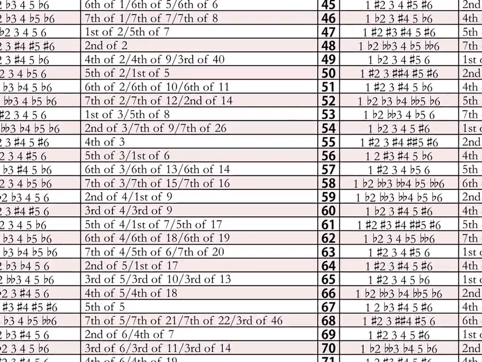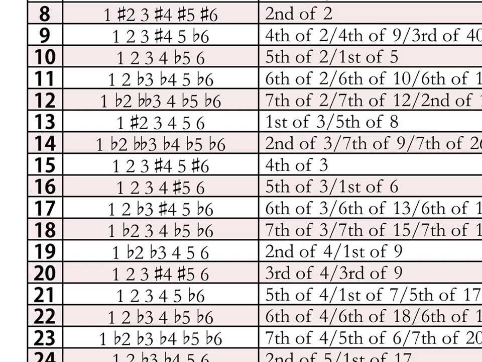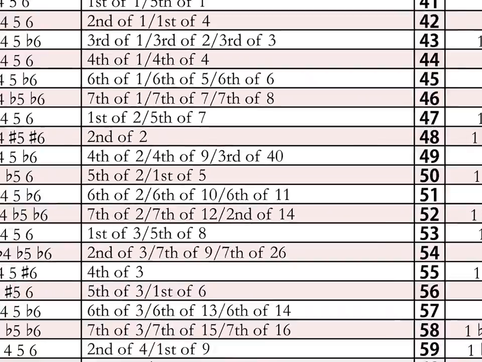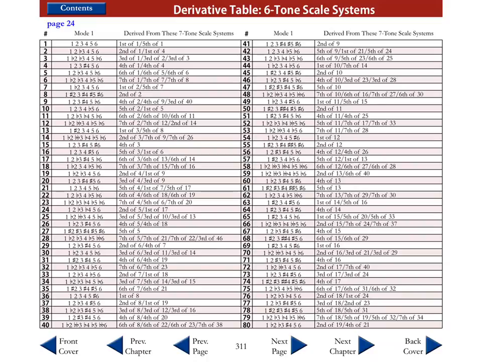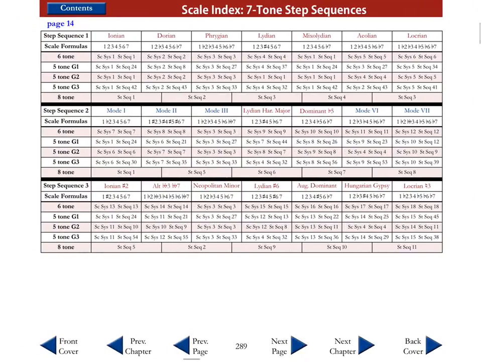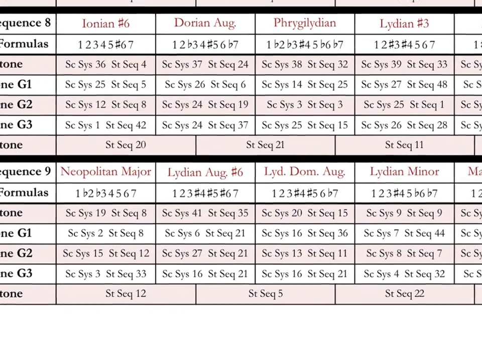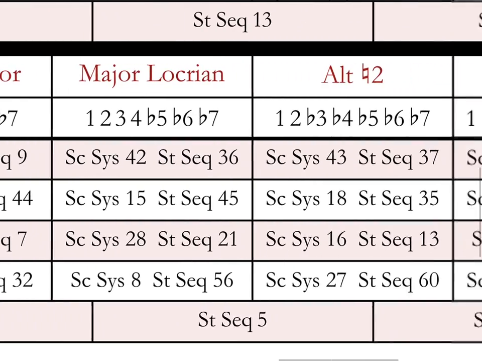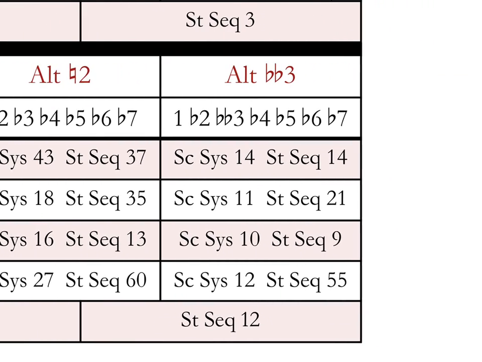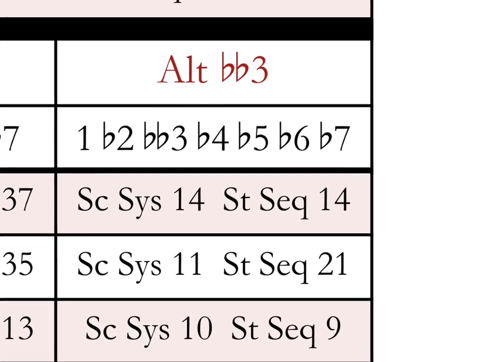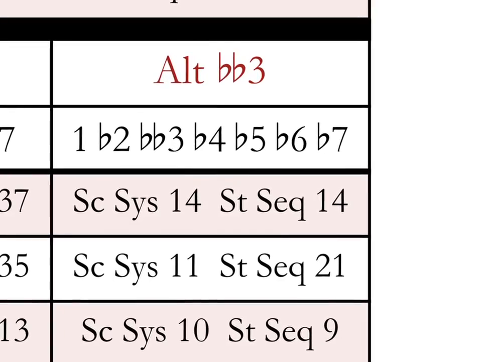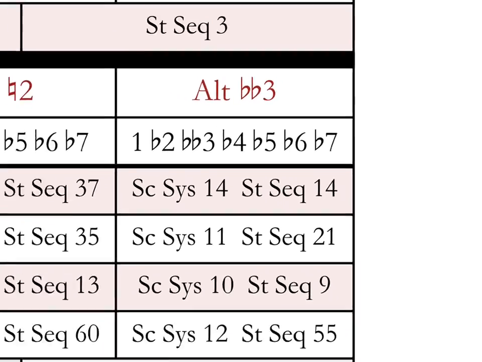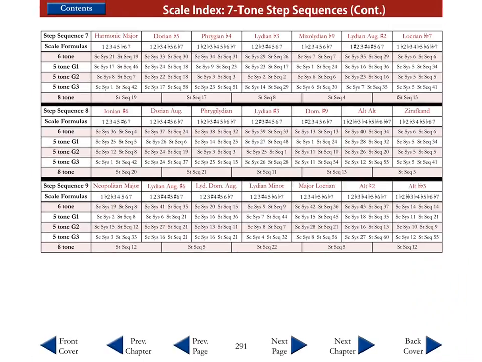Or you can also look at the 7th mode of 7-tone scale system 9 to get the exact same result. So going to 7-tone scale system 9, going to the 7th mode, Alt double flat 3. Here's the intervallic formula: 1, flat 2, double flat 3, flat 4, flat 5, flat 6. And by omitting that flat 7, you create that exact same 6-tone scale system.